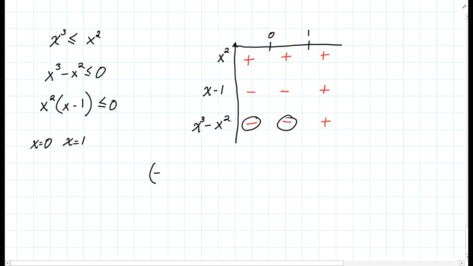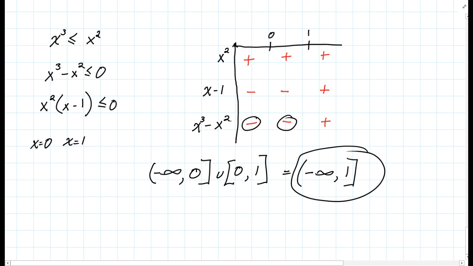So we're going to go from negative infinity to 0, closed because we have inequality, union 0 to 1, closed, not open, sorry about that. And of course, this is a really silly way of writing the interval from negative infinity to 1, closed. So this is the best way to write your answer.